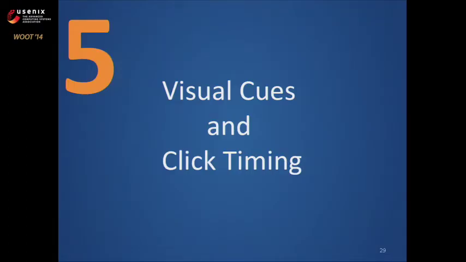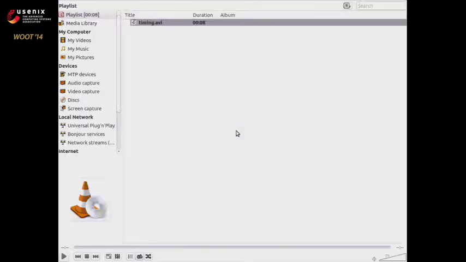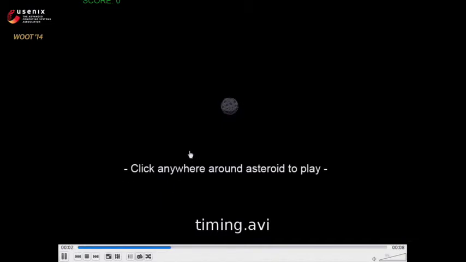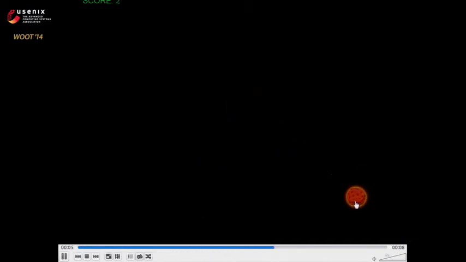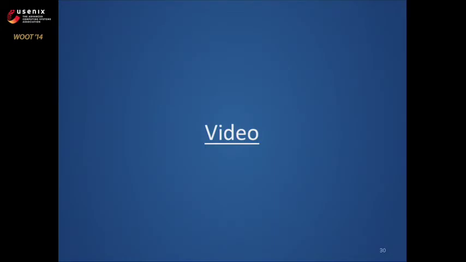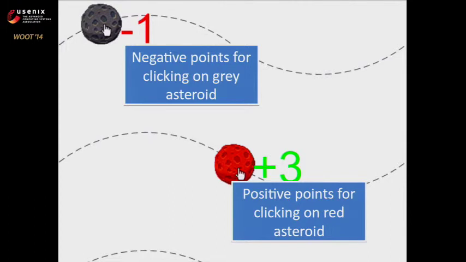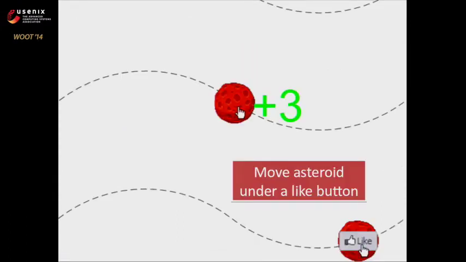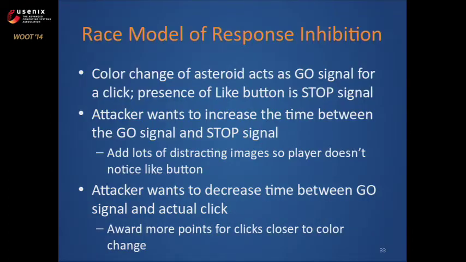All right, final, this one is on visual cues and click timing. Another pretty simple game. I'll show you the video. This asteroid is moving around along some path, and it flashes red periodically. And so the player has to click on the asteroid to get points, but only when it flashes red. If they click on it while it's still gray, we'll actually remove some points. Now, during the attack, we'll move the asteroid under a like button and flash it red, which prompts the user to click. And it'll get them to click on the like button sometimes.